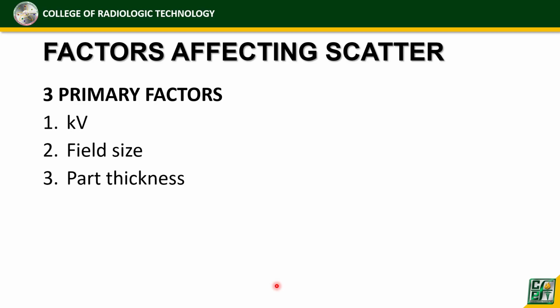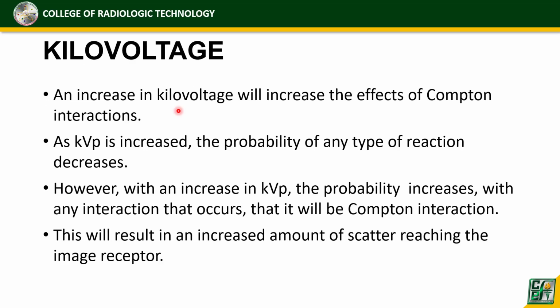Factors affecting scatter, so we have kVp, kilovoltage, the field size, and part thickness, or thickness of the part to be examined. So kilovoltage, if we increase kilovoltage, it will increase the effects of Compton interaction. And therefore, it will increase scatter radiation.